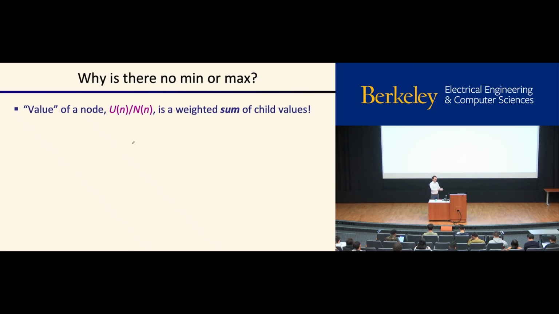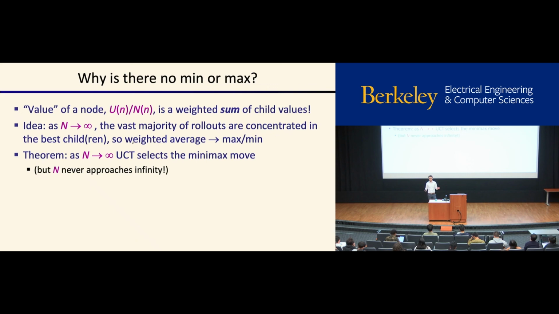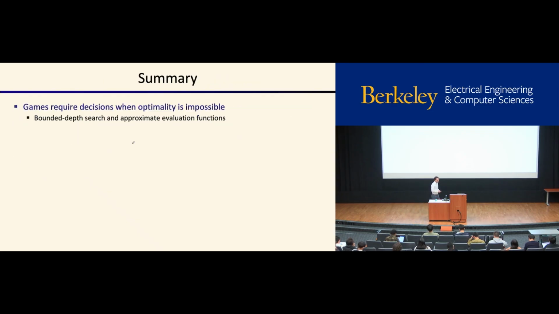So you're allocating more resources towards the good things, and then you're definitely sure that you're going to see everything. So as n goes to infinity, we have this guarantee that it essentially converges to the behavior of max and min, and it selects essentially the minimax move, which is kind of nice. But of course, this is a guarantee for n approaches infinity, so take it with a grain of salt. Still better than nothing.